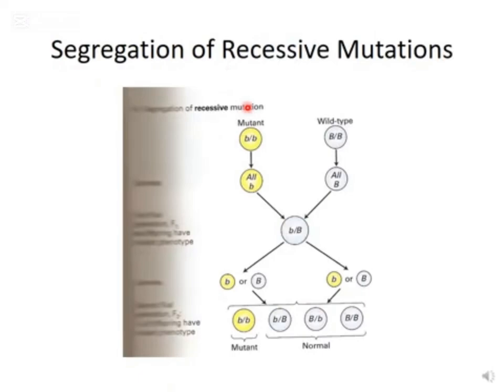In this example, the mutant is recessive, so we need two alleles of the mutant to get the phenotype, and the wild type is dominant, so we only need one of the two alleles in order for the wild type phenotype to be expressed. So if we divide these cells, all the gametes from each of these is going to be pure. You're going to get all mutant from the mutant example and all dominant from the wild type.